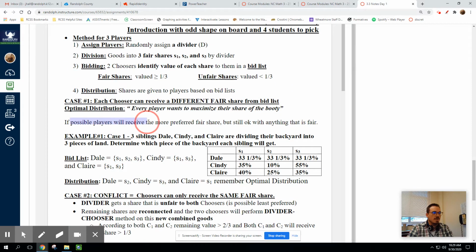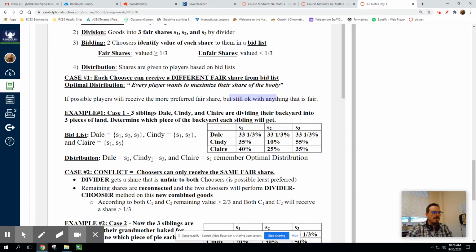If possible, you can fill this in underneath. If possible, players will receive the more preferred fair share, but they're still okay with anything that is considered fair. So even though we gave Cindy S3 and Claire S1, they both would have been okay with getting the other piece of land.